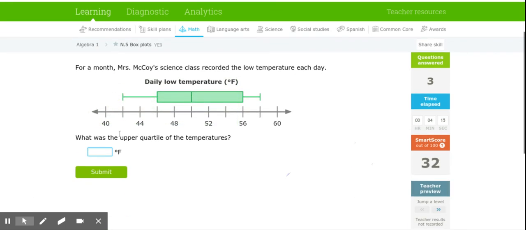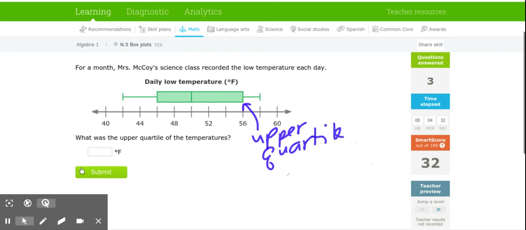All right, so now they're asking us for the upper quartile. What's the upper quartile of the temperatures here? So that we will find right here. So that's the right side. So this is the upper quartile. So the upper quartile is 56 degrees Fahrenheit.